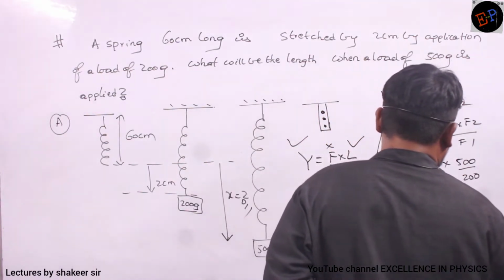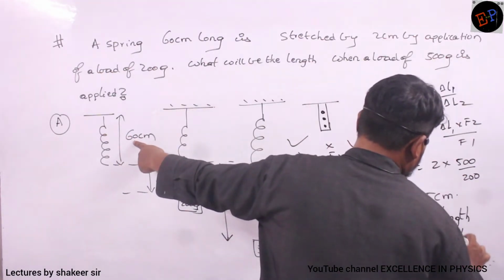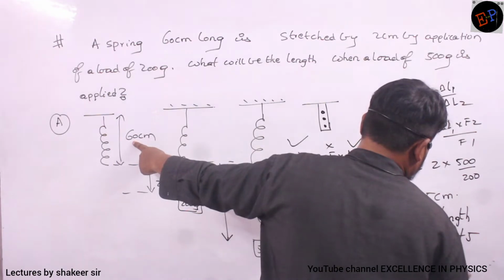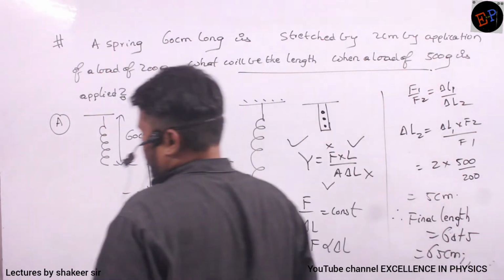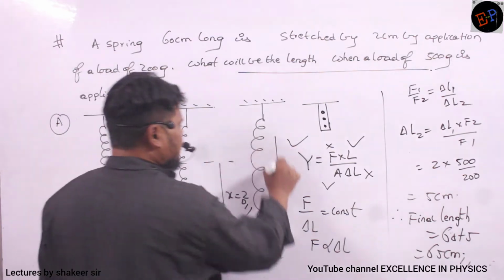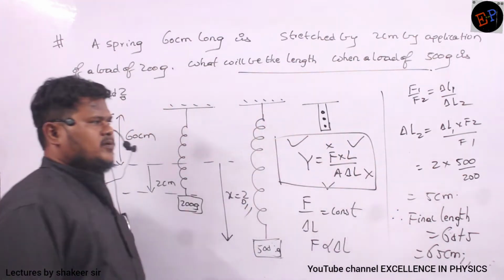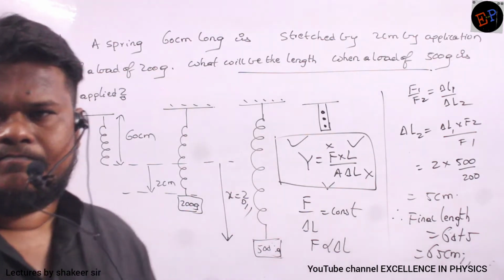Therefore, final length will be how much? Initial length is 60. Elongation is 5. So 60 plus 5, 65 centimeters will be the final length of the rod. That is the result. Have you understood? So based on which logic have we done it, just by using Young's modulus. Y is equal to F into L by A into delta L. Is it clear?